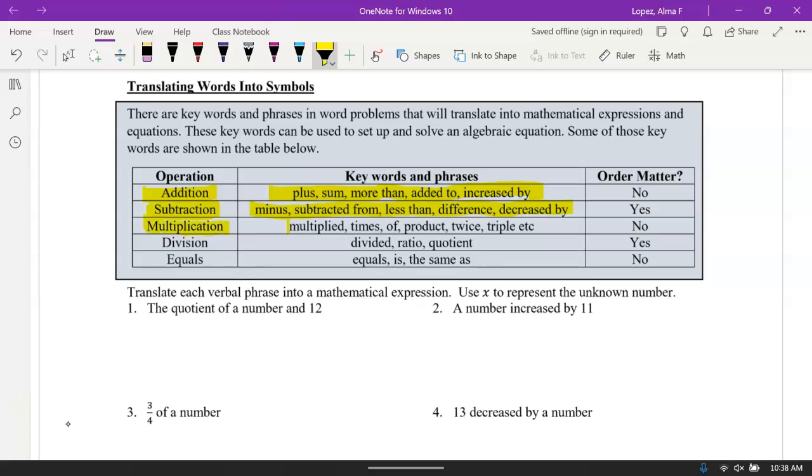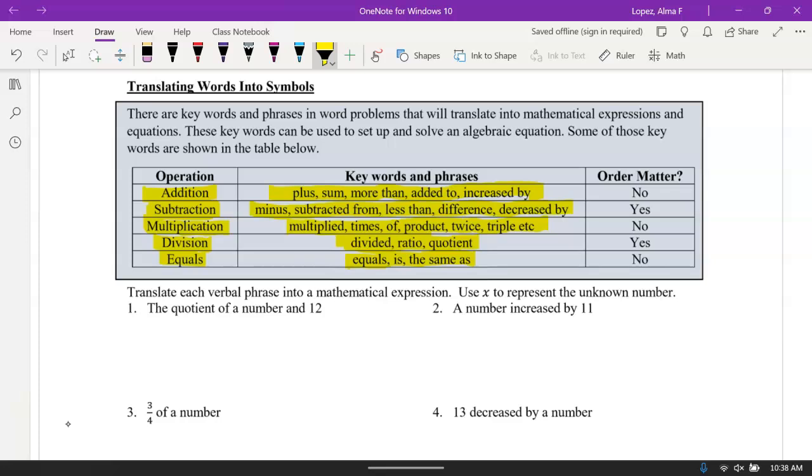Multiplication, you'll hear words like multiplied, times, of, product, twice, triple, quadruple, whatever. Order does not matter. For division, words like divided, ratio, or quotient. Typically it's quotient. Equals, you'll hear things like equals, is the same as, result in, and so forth.